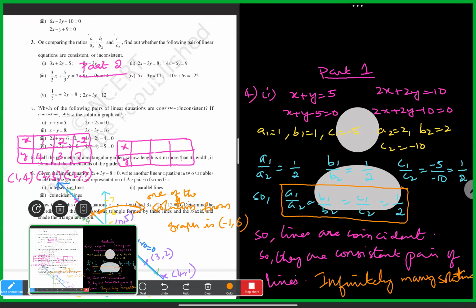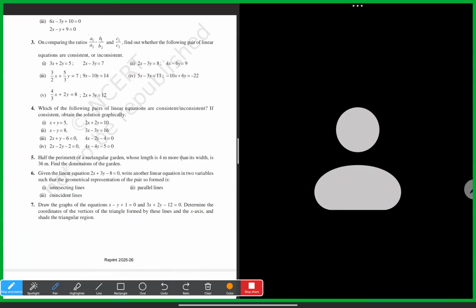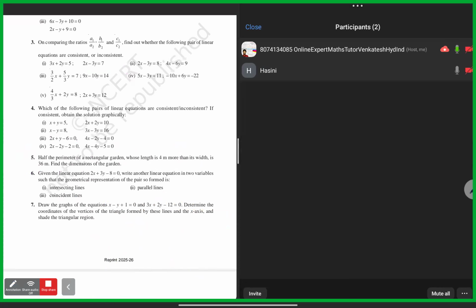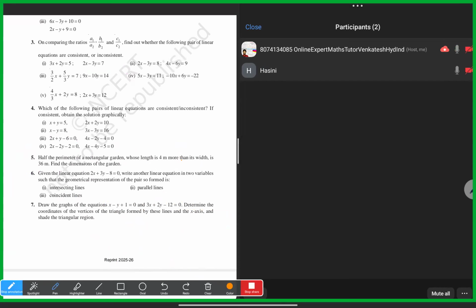Anyways, you understood it, Hasni? Yes, sir. We'll go to the second one. In the fourth question, first part, I just wrote one solution from the graph, but it has infinitely many solutions. From the graph also, we can observe that.